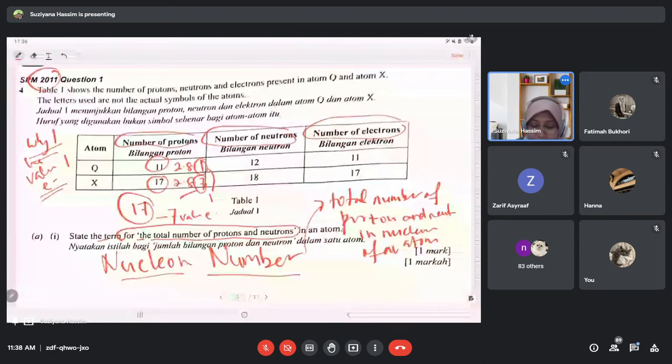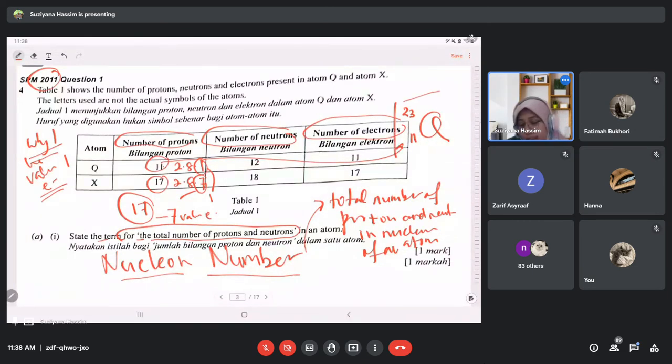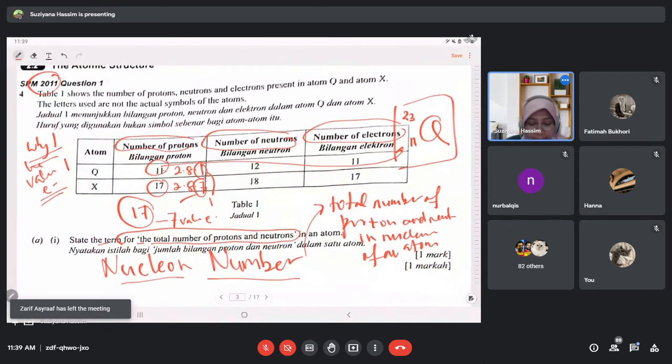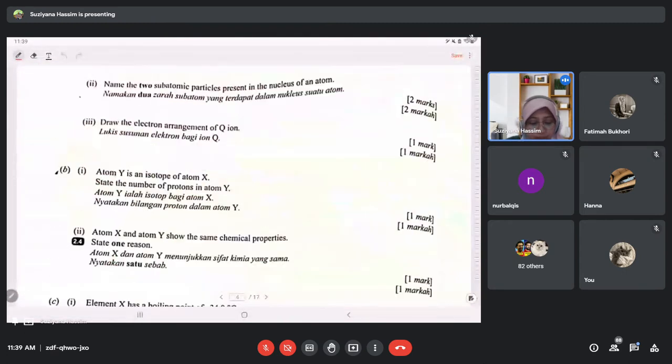So when 11 plus 12, you get the nucleon number. How to write it down? 11 plus 12, 23. So 23, and the proton number you write here. Then how to write the representation of the elements. Next one.